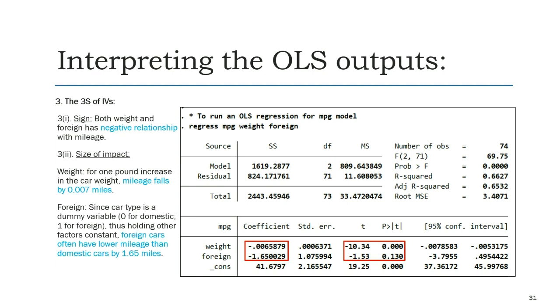When the car is domestic, it means that the dummy is going to be 0, therefore 1.65 is going to be omitted. So the way we interpret it is, holding other factors constant, foreign cars often have lower mileage than the domestic cars by 1.65 miles, because we have the negative value in the coefficient of foreign.